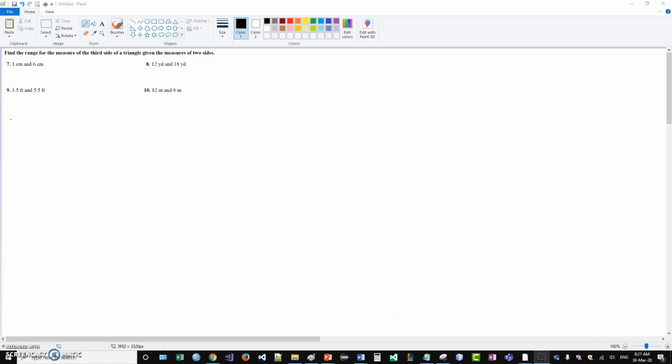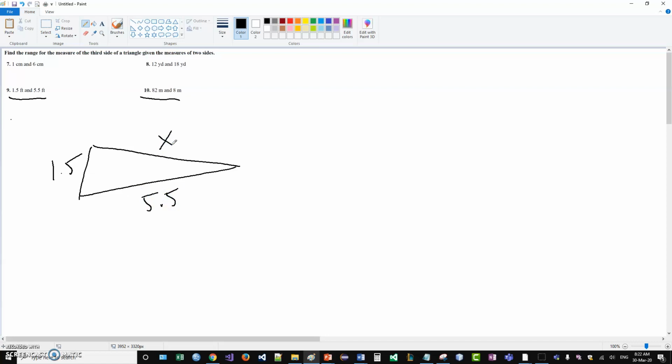Alright, let's move on to a second set of questions. Find the range or the measure of the third side of a triangle given the measures of two sides. Yesterday we did number 7 and number 8. Let's do number 9 and 10. For number 9, we have two sides. The first one is 1.5 and the second one is 5.5.